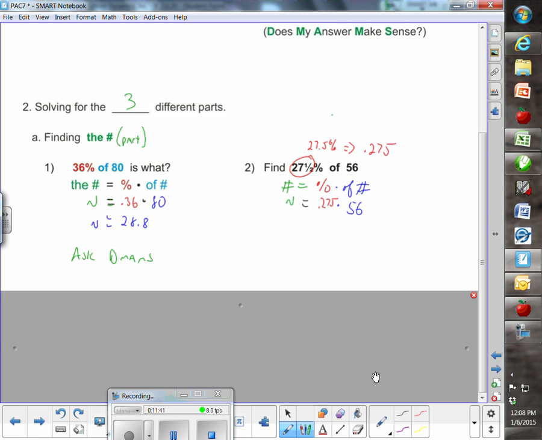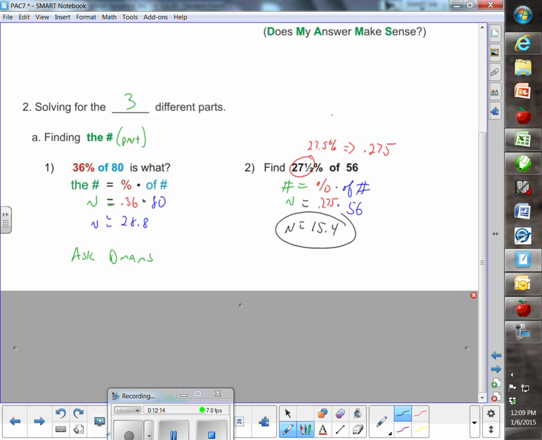All right, calculators. 0.275 times 56. Alexis, you got an answer for us? What do you got? Oh, I have something different. Wyatt, what do you got? Again, be careful punching the numbers in. It's easy to hit a wrong number. I got 15.4. How many got 15.4?